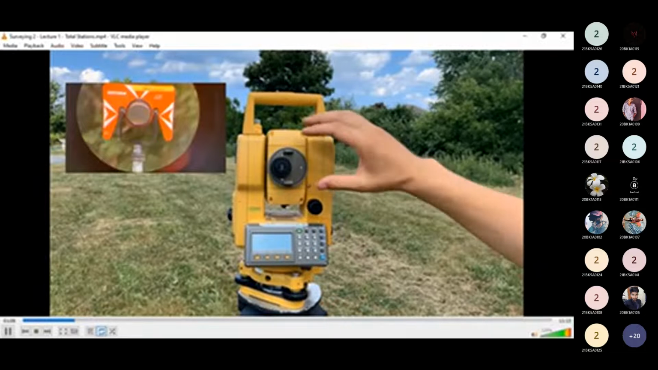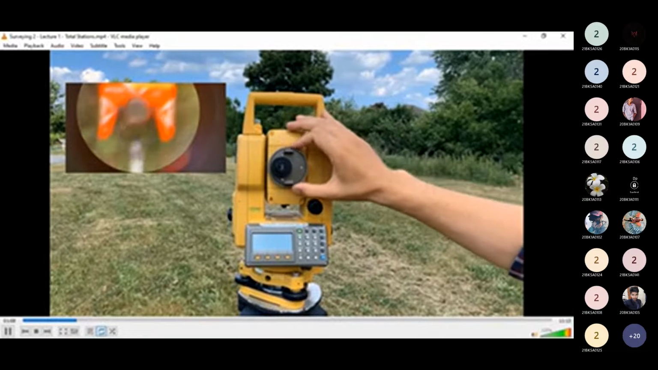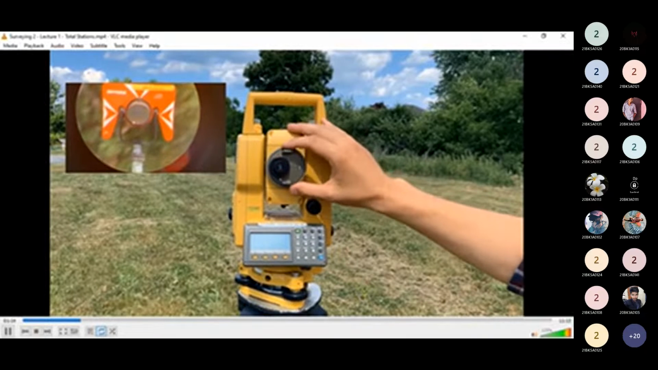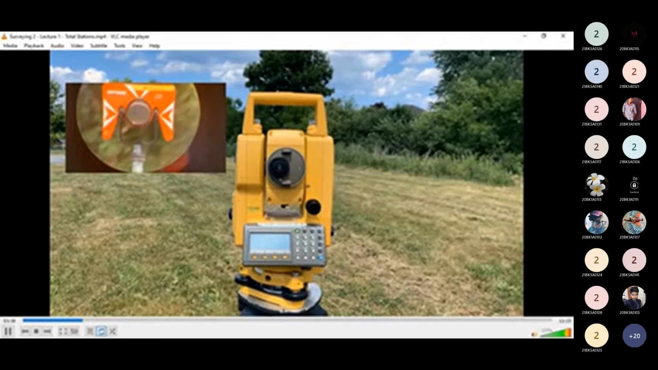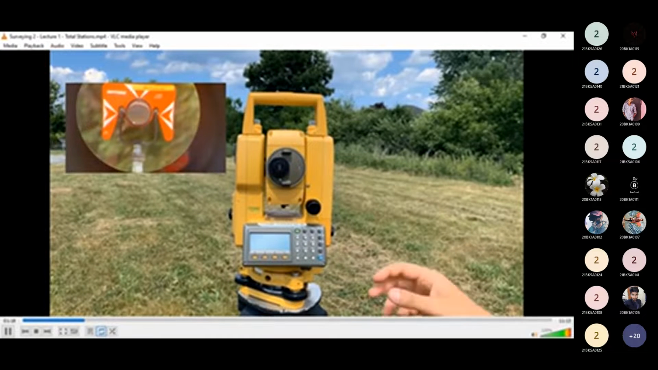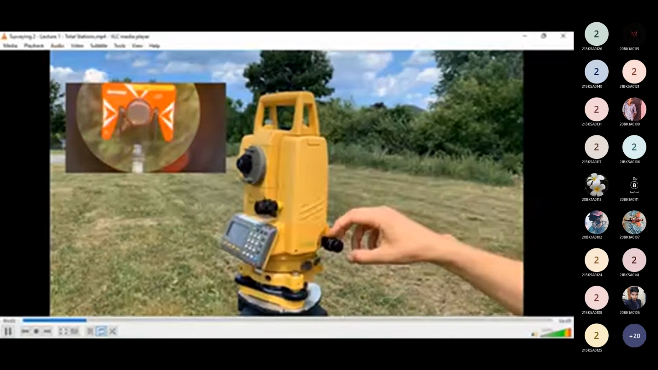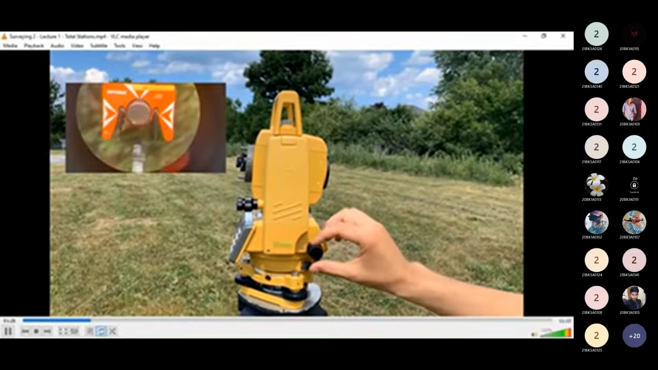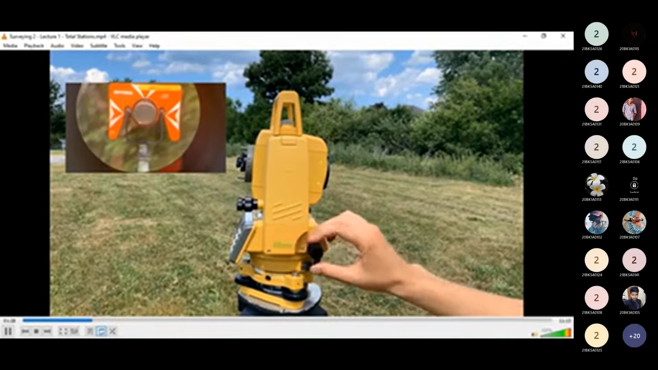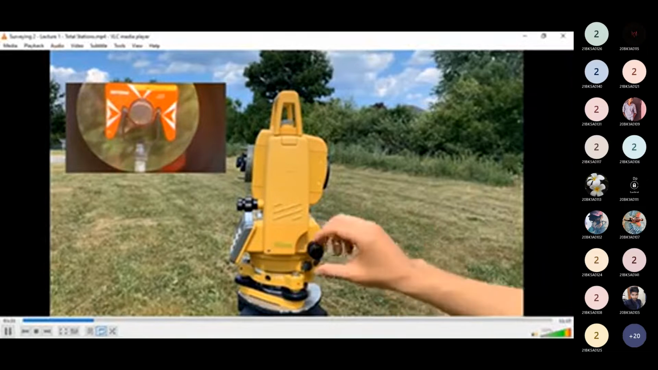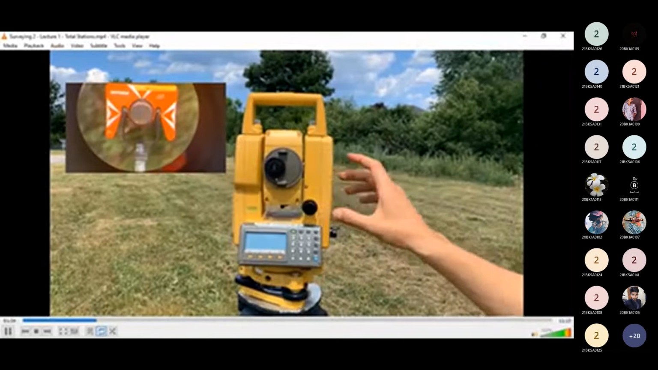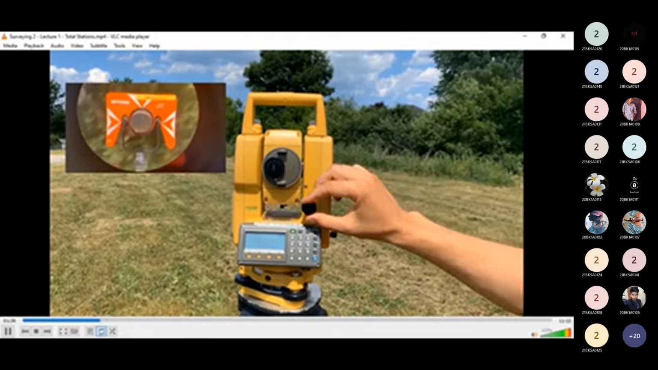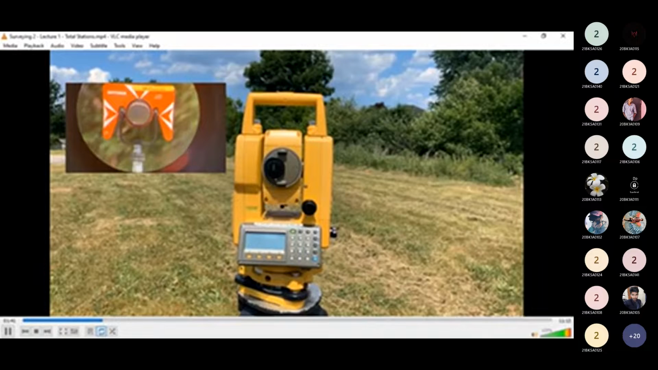If we look at our lens, we have an outer ring that adjusts the focus. We have an inner ring that adjusts the focus of a crosshair, and those help us sight the prism and make sure the prism is centered in our view. We also have a knob here and a knob here. This knob on the inside locks our horizontal rotation, and this knob is a fine adjustment for the horizontal rotation that helps us sight a prism, especially a prism that's far away. And this knob locks our vertical rotation, and this knob is a fine adjustment for the vertical rotation.